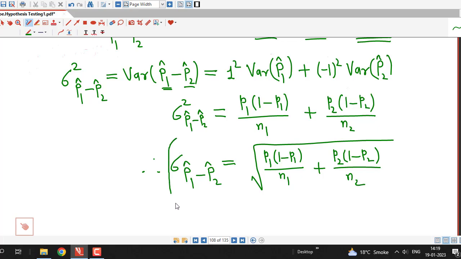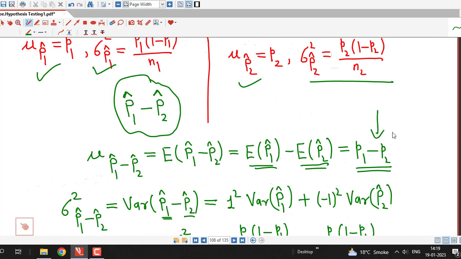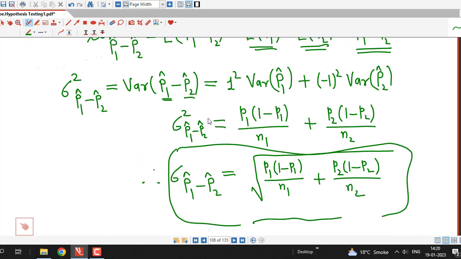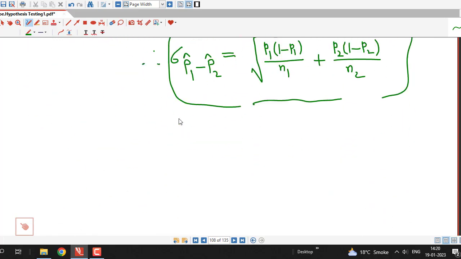over n2. So we will require these two things, standard error or standard deviation, and the mean of the sampling distribution of the difference of sample proportions. Now again we repeat that if these two conditions are satisfied, this condition means that sampling distribution of sample proportion for first sample is normal. This condition says that sampling distribution of sample proportion for second sample is also normal. So these two conditions imply that sampling distribution of the difference between sample proportions is also normal, and therefore we can write down the formula for test statistic.